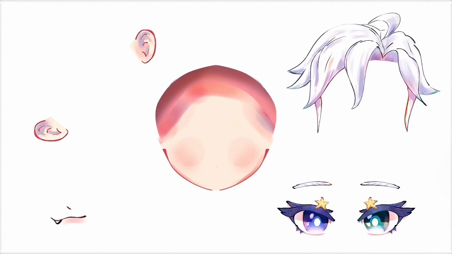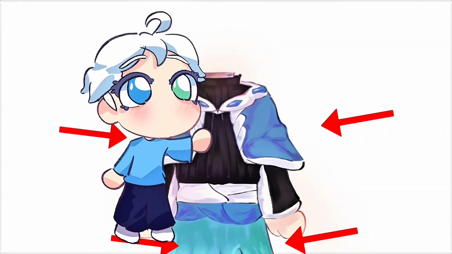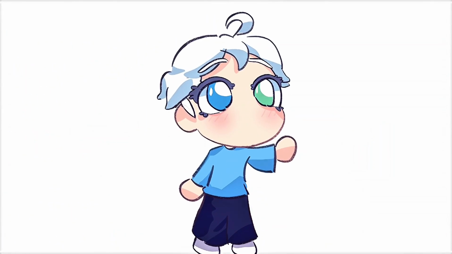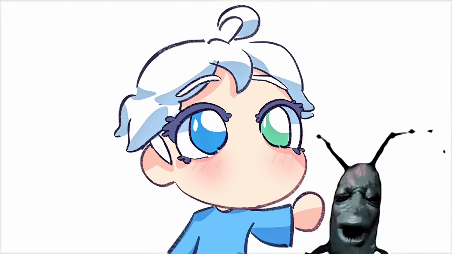Like for the head, you're gonna parent the ears, eyes, eyelashes, hair, eyebrows, all that. And for the torso, you parent the arms, hands, legs, and feet. And please do not link the head and the torso because it's gonna break the movement and ruin the fake 2D effect. And now let's do it.